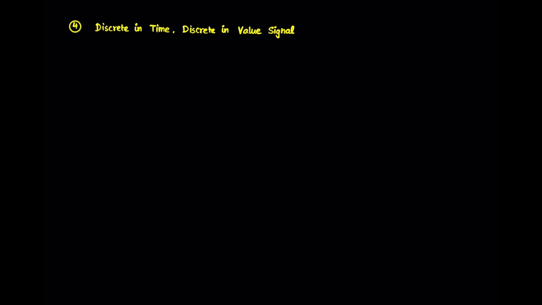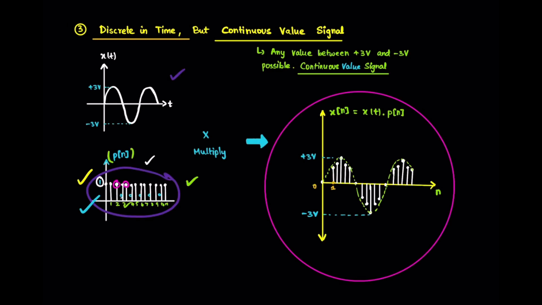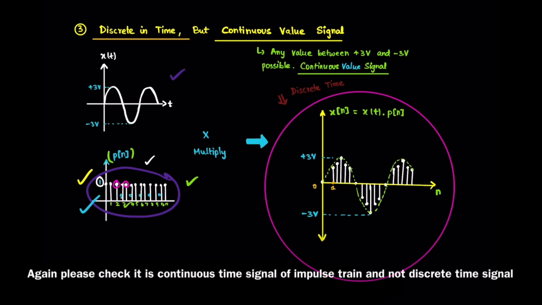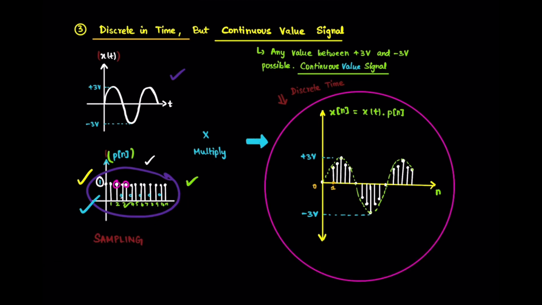The fourth and the last type of signal that we are going to see is the discrete in time and the discrete in value signal. Now if we take a look at the result which we got from the third type of signal, it is a discrete time signal. But the value is not discrete, and now we have to find a way to make the value discrete. Because as I said, there is a lot of values, 1.2, 2.4 and so on and so forth. And one more thing, the process of multiplying this continuous time signal x of t with this discrete time signal is called sampling. Sampling is a very important topic and I will discuss it in the coming lectures.